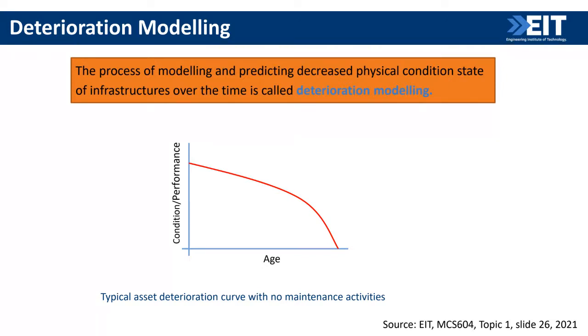And here we have this typical asset deterioration curve, with no maintenance. Definitely maintenance is a very important point to consider, but we normally have this relationship of condition or performance against age, just to give us some ideas of the parameters we need to include. When you work with deterioration modeling, we can consider the asset age, environmental conditions, construction methodology, and material type. All these parameters can be included in our model.